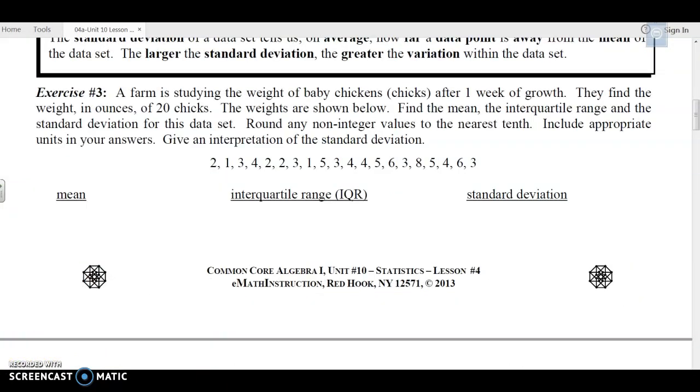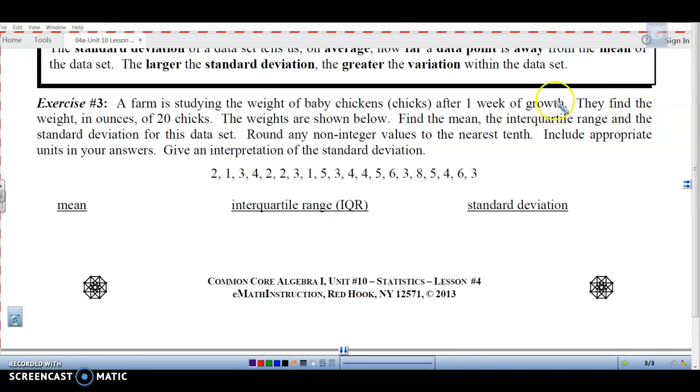A farm is studying the weight of baby chickens, or chicks, after 1 week of growth. They find the weight in ounces of 20 chicks. These are the weights shown below. Find the mean, the interquartile range, and the standard deviation for this data set. Round any non-integer values to the nearest tenth. Include appropriate units in your answers and give an interpretation of the standard deviation.